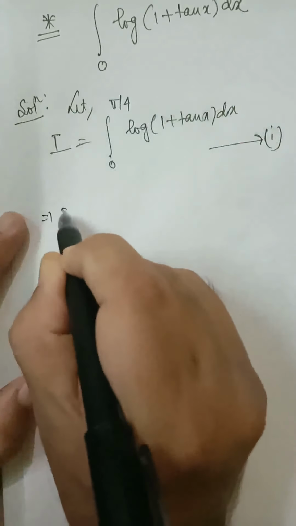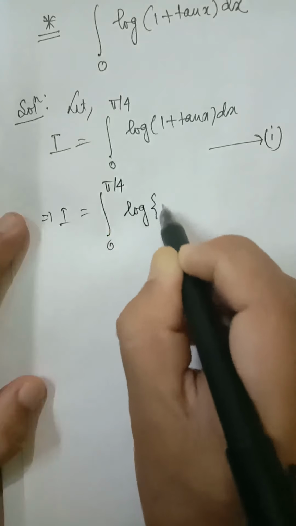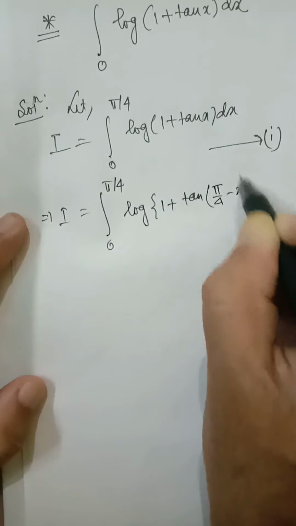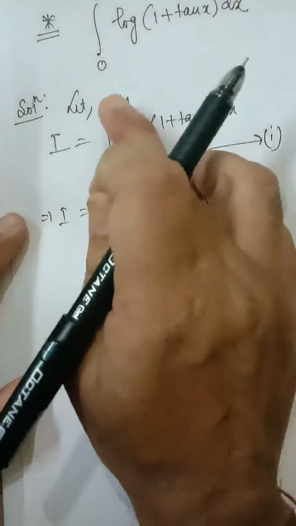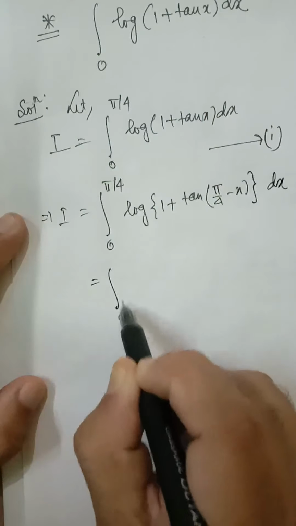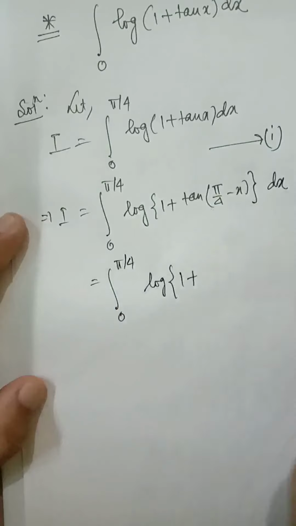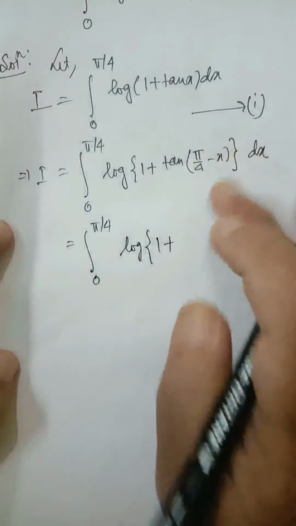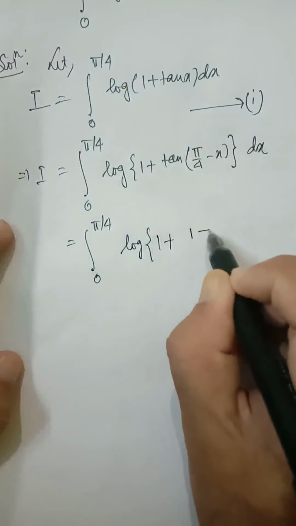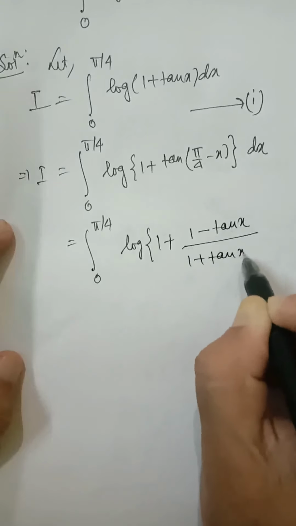So if we use property 4, this will change to 0 to pi by 4 log of 1 plus tan, where we have to replace x by a minus x. Now 0 to pi by 4 log of 1 plus tan of pi by 4 minus x. Apply the formula tan(a minus b), we will get tan a minus tan b by 1 plus tan a tan b, and putting tan pi by 4 equal to 1, we will get tan of pi by 4 minus x equal to 1 minus tan x by 1 plus tan x dx.